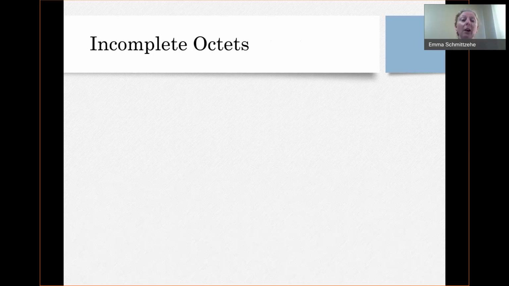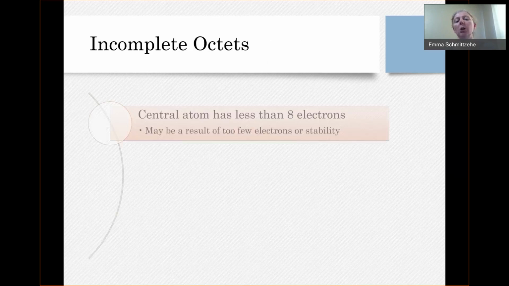Now, one thing that always has an incomplete octet is hydrogen. Hydrogen can only have 2 electrons, so it forms one bond and that's that. That's not actually what I'm talking about, because we have hydrogen in lots of Lewis structures and we wouldn't consider those to be exceptions. Hydrogen's just different. But when we talk about some structure having an incomplete octet, we're really talking about something where the central atom has less than 8 electrons.